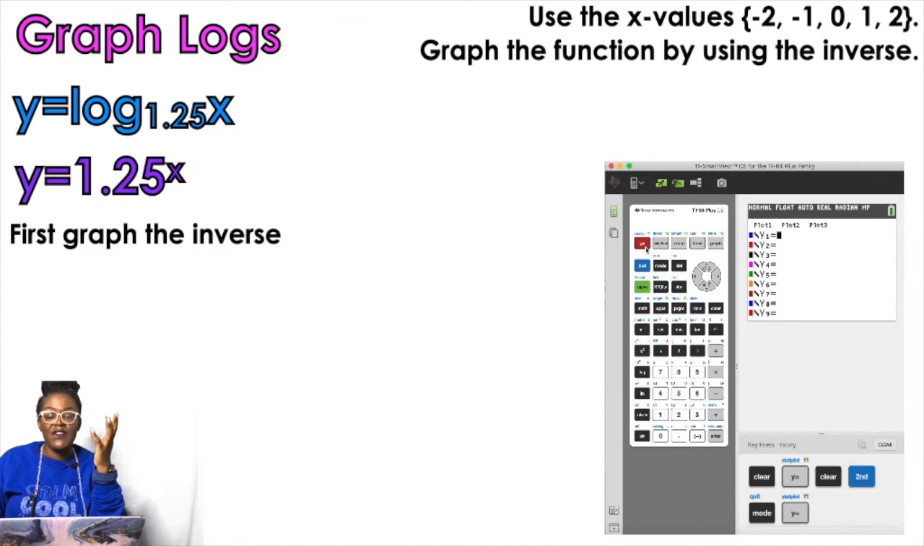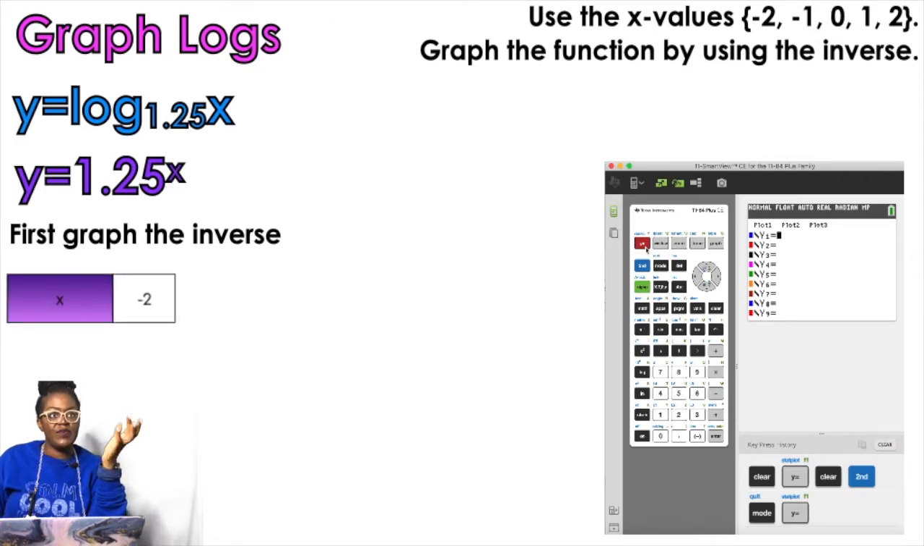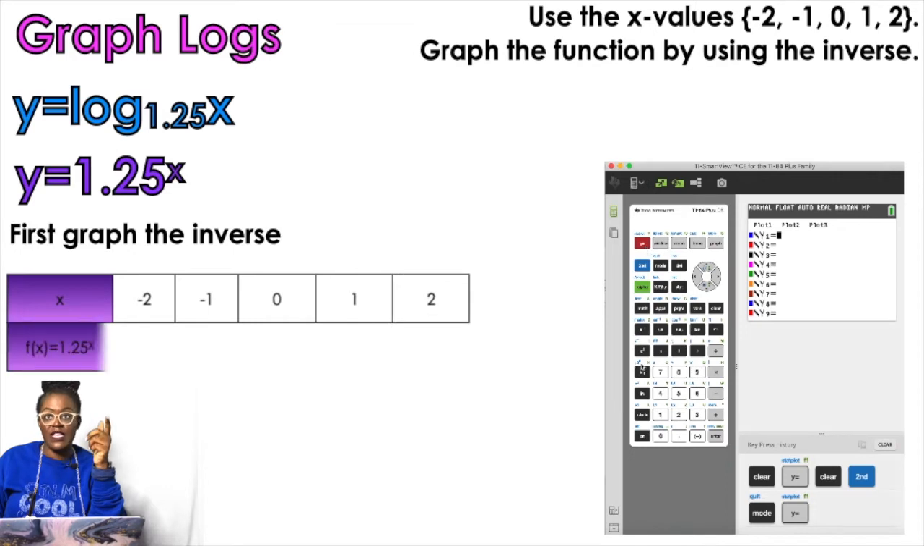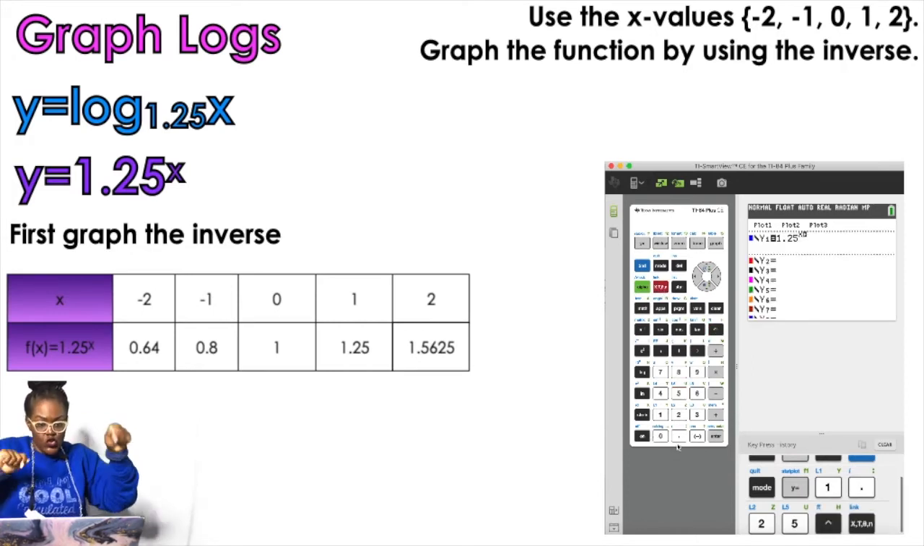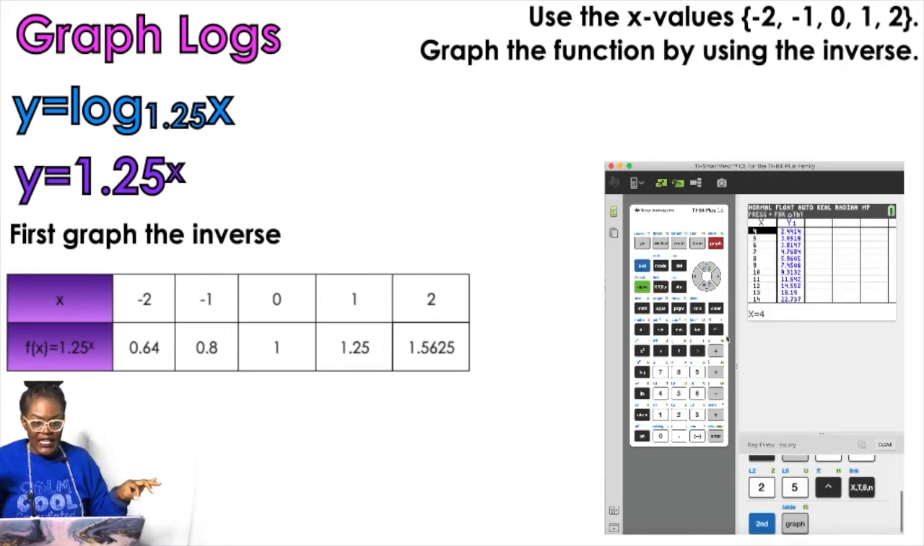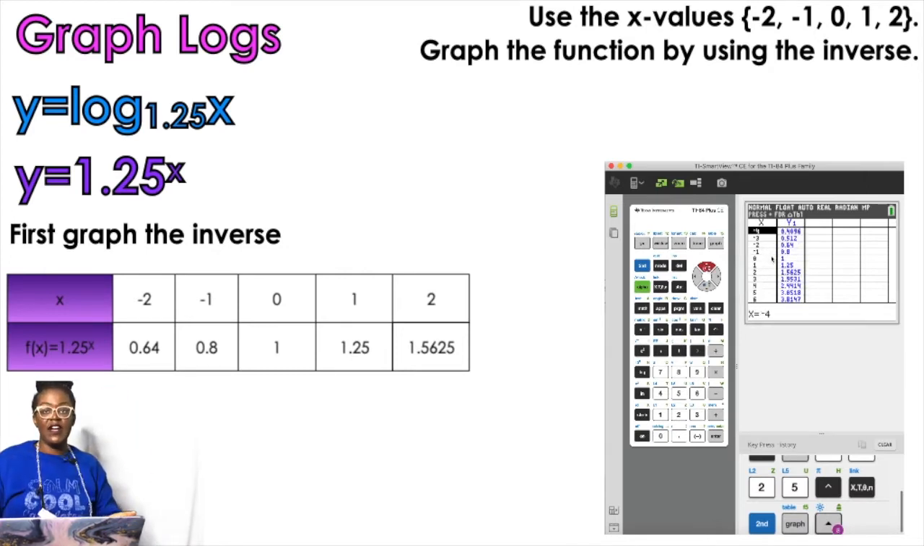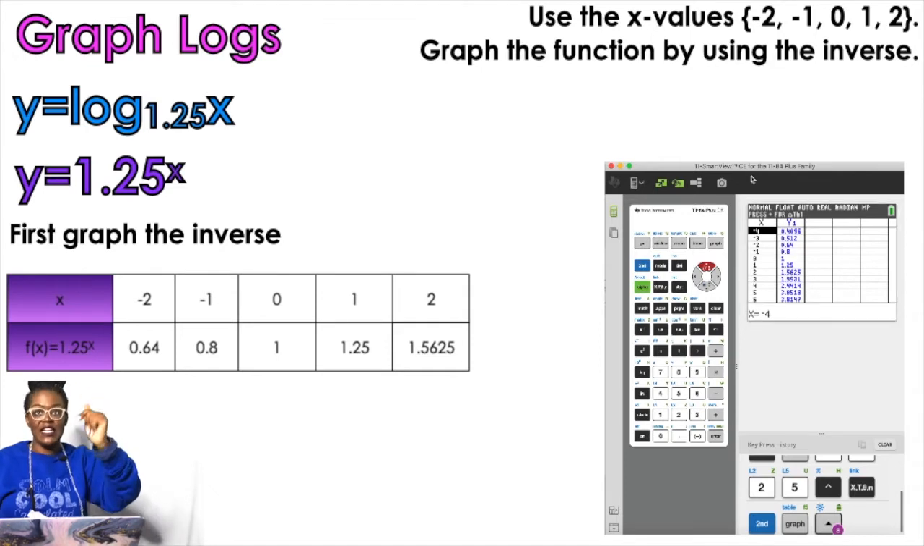So if you have a fancy TI-84 Plus or 83, I think they do the same thing, Plus CE, we're going to graph the inverse first. So we're going to graph y equals 1.25 to the power of x, right? So here's my little table. If I'm looking at the calculator, I'll punch it in. I press second and graph, and I'm going to get the table. It's the same table of values. So if you need to figure it out on the calculator, you have that option with the technology available to you.